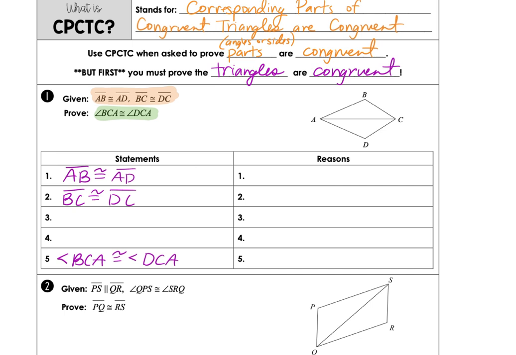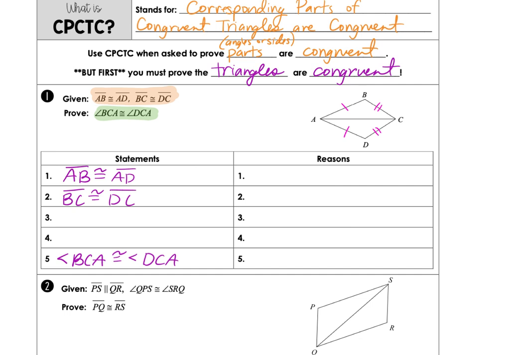So we know all of that already. We know our last step is whatever they want us to prove. We know our first steps are whatever they gave us. Okay? What's another really good thing to do right now? Mark what you know. So AB congruent to AD and BC congruent to CD.